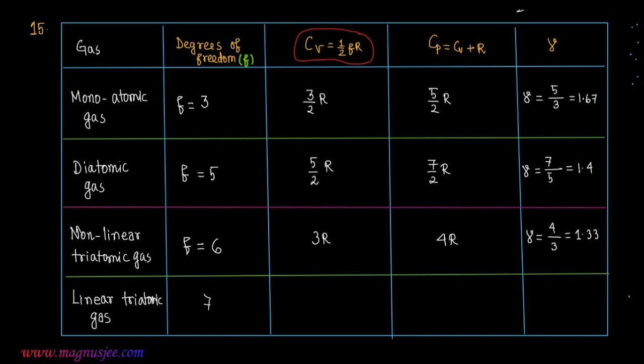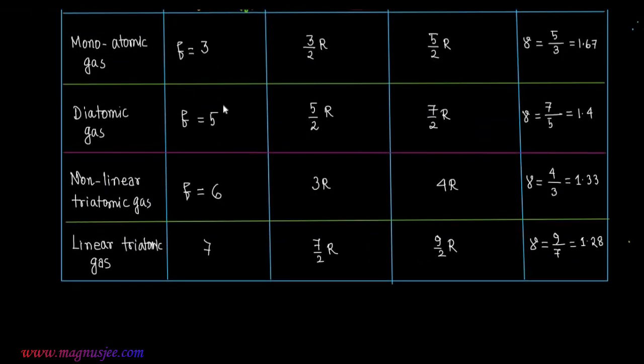Similarly, for linear triatomic gas, the number of degrees of freedom F will be 7. Cv is equal to 7 by 2 R, Cp is 9 by 2 R, and gamma is 9 by 7, which is 1.28. The ratio of molar specific heats for linear triatomic gas is 9 by 7, which is 1.28.